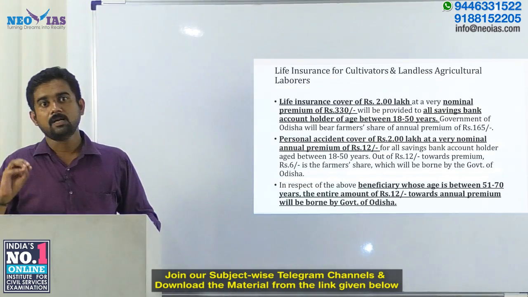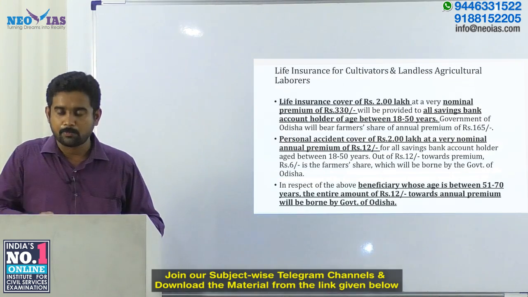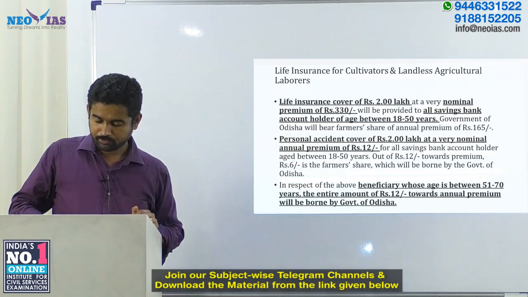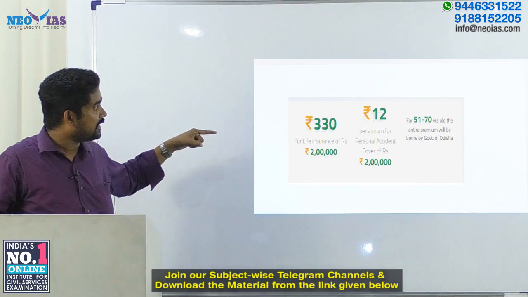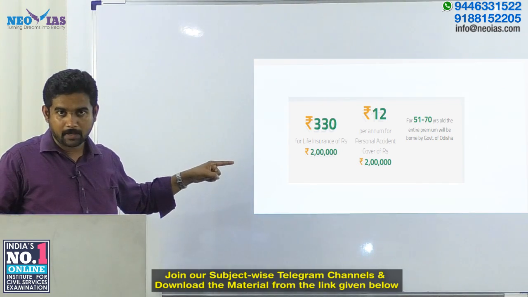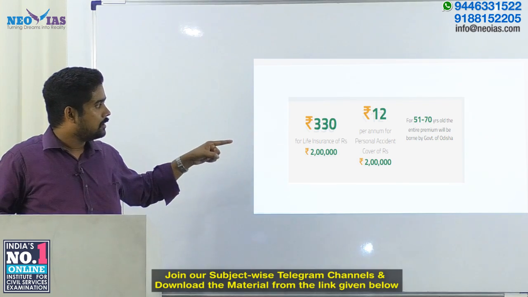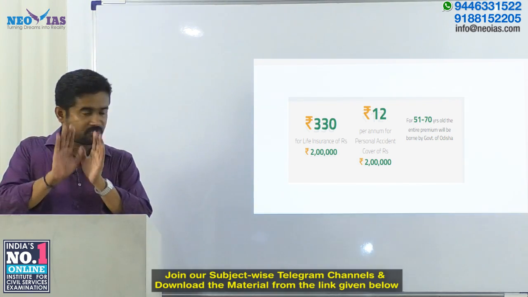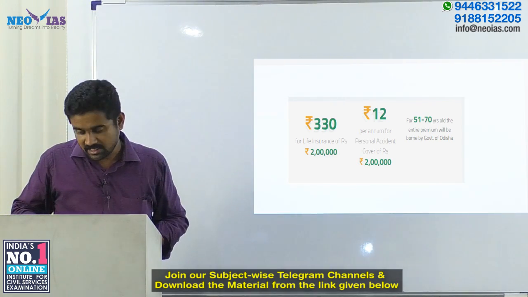So, a major initiative by the government in taking care of the insurance support to the people is also envisaged through the Kalia scheme. The crux is rupees 330 for life insurance of rupees 2 lakh, and 12 per annum for personal accident cover of rupees 2 lakh again, and for people in the age group of 51 to 70, the entire premium will be borne by the government itself.